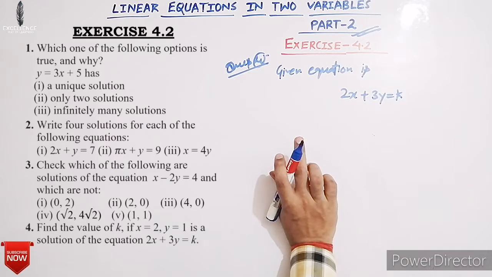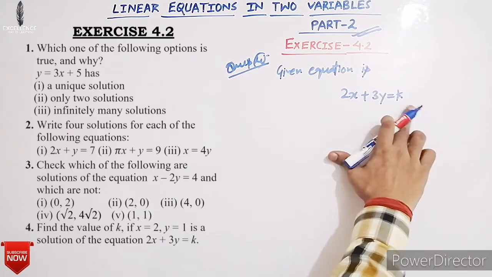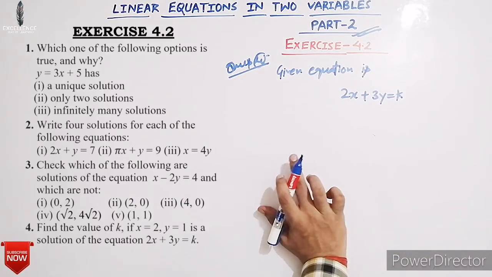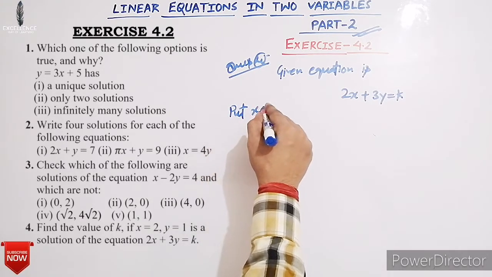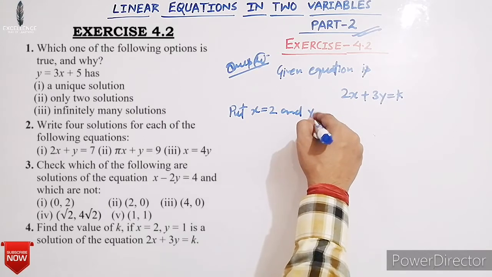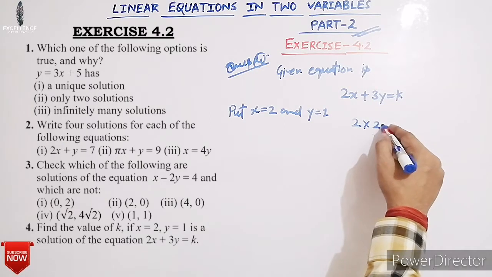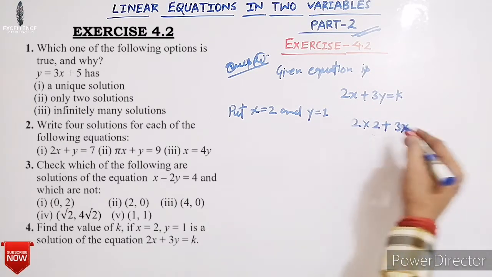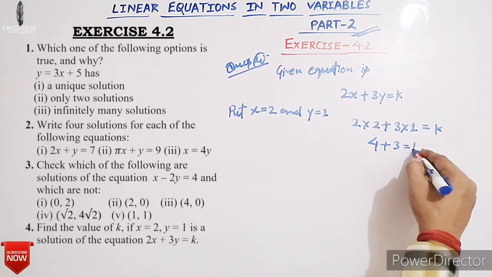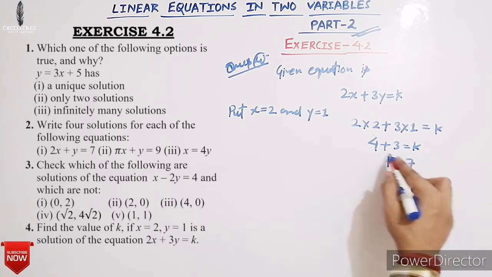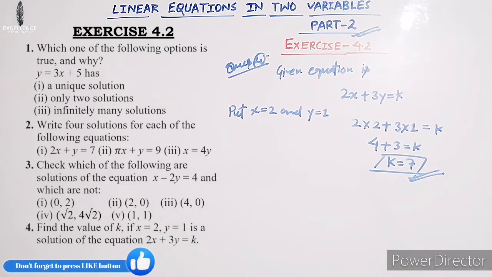Okay students, we know that if x equals 2 and y equals 1 is a solution of the linear equation 2x plus 3y equals k, then the values of x and y will satisfy this equation. So put x equals 2 and y equals 1 in this equation. So we have 2 into 2 plus 3 into 1 equals k. 2 into 2 is 4, 3 into 1 is 3, so 4 plus 3 equals 7. So k equals 7. So 7 is the required value of k.